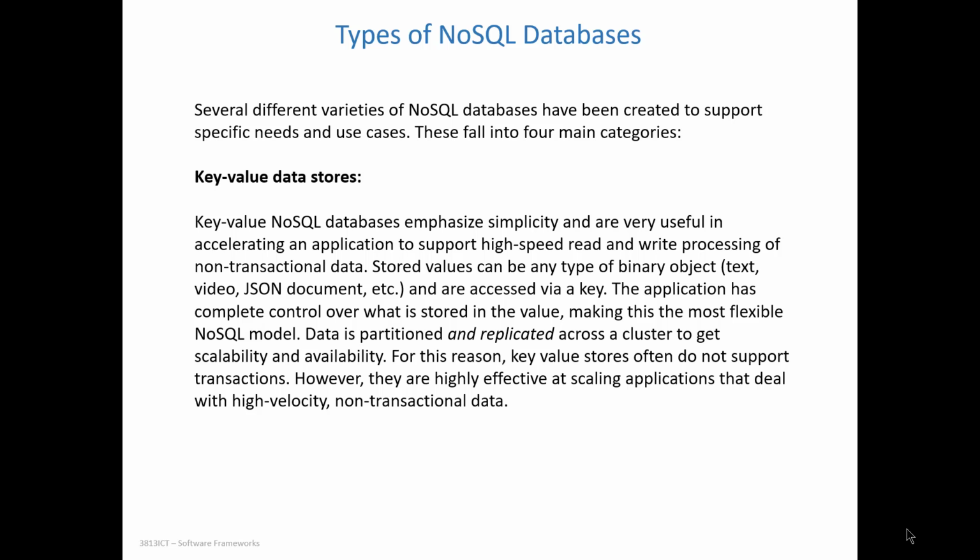Stored values can be of any type of binary object, such as text, video, JSON documents, etc., and are accessed via a key. The application has complete control over what is stored in the value, making this the most flexible of the NoSQL models. Data is partitioned and replicated across a cluster to get scalability and availability. For this reason, key value stores often do not support transactions. However, they are highly effective at scaling applications that deal with high velocity, non-transactional data.